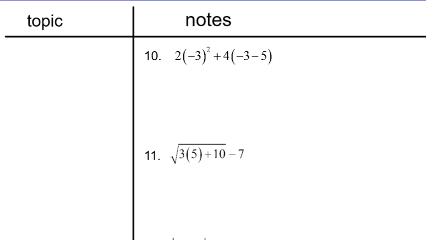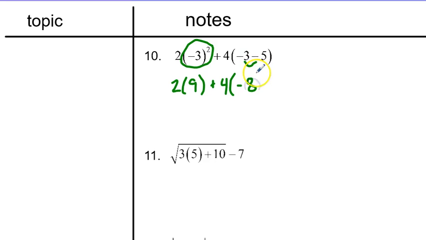All right, last little section. We have example number 10, 2 times negative 3 squared plus 4 times negative 3 minus 5. So first off, we do exponents. So we're going to take care of this negative 3 squared. Negative 3 times negative 3 is going to be positive 9. We're going to put that in parentheses next to the 2. Plus 4, and we can do what's inside this parenthesis. We can do negative 3 minus 5, which is negative 8.